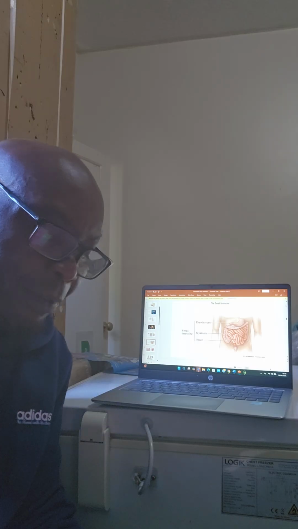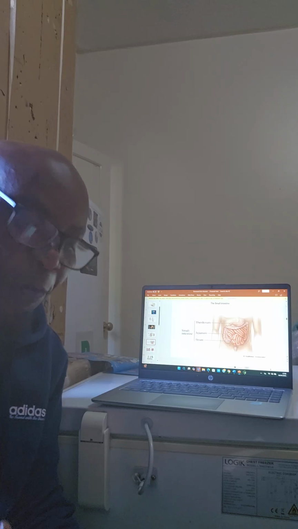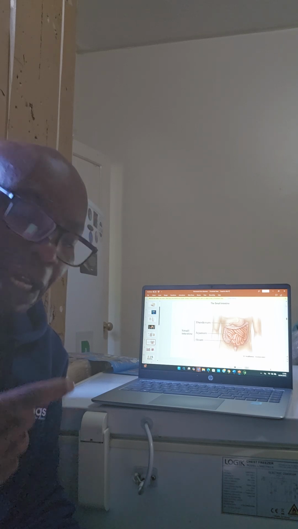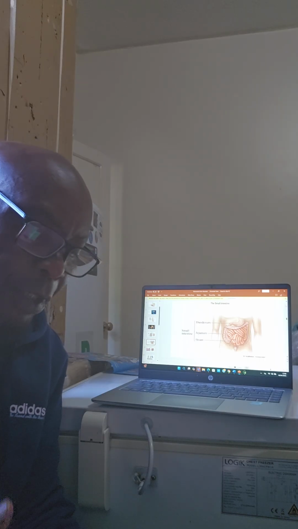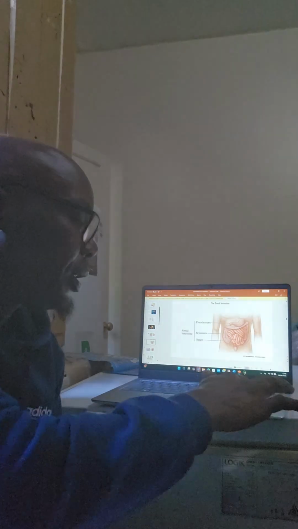The jejunum is the second section of the small intestine. It absorbs minerals and vitamins. The last part, which is the ileum, absorbs nutrients, especially vitamin B12 and bile acid. It has lymph tissue which helps monitor intestinal bacteria, thereby maintaining gut health. After absorption is done, the ileum transports undigested food to the large intestine for subsequent processes.